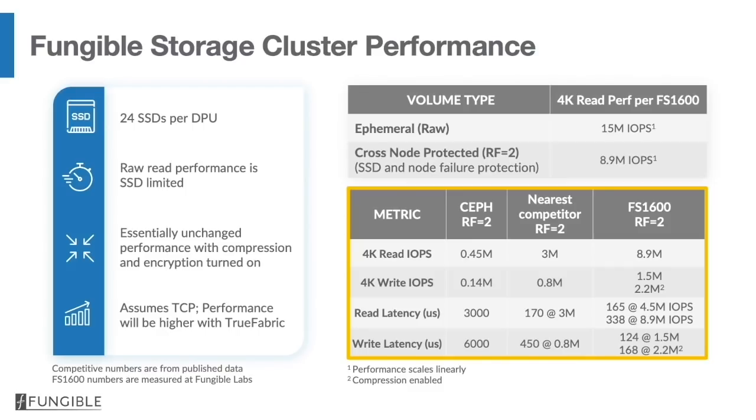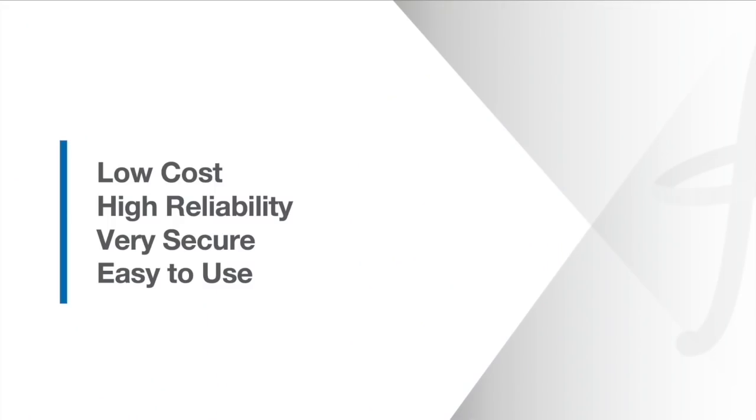And on latencies, as you can see, again compared to Ceph, we're about 15x faster on reads, maybe 30x faster on write latencies. And compared to our nearest competitor on read latency, while they're approaching 170 microseconds, we can get below 170 microseconds all the way up to 4.5 million IOPS compared to their 3 million IOPS. All of these results actually assume TCP. We measured with TCP. We didn't measure it with True Fabric. As you know, the performance is going to be even better for us once we take these measurements with True Fabric. Other than performance, customers also care about low cost, high reliability, high security, and ease of use.